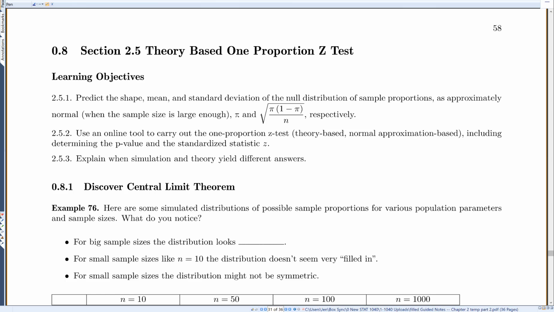First, though, before I can teach you the theory-based approach, we need to discover the central limit theorem. Very important, very, very famous. All of statistics is built on the central limit theorem. So here are some simulated distributions of possible sample proportions for various population parameters and sample sizes. I want you to look at it and see what you notice.